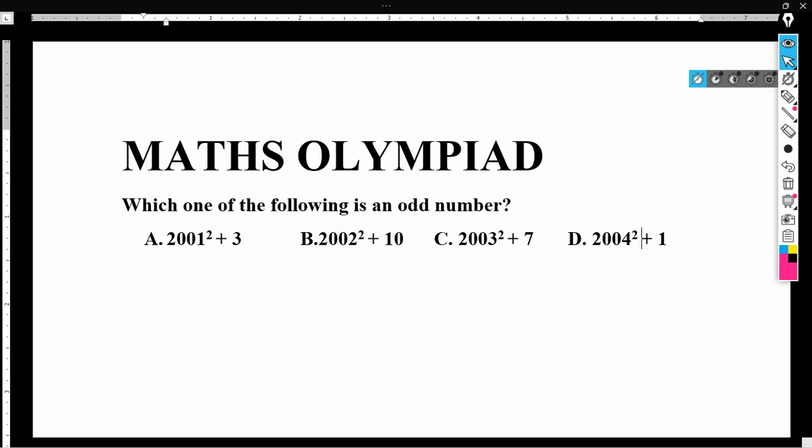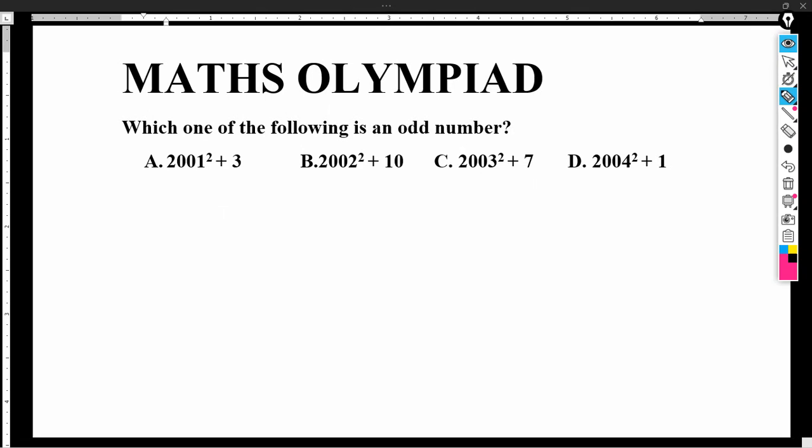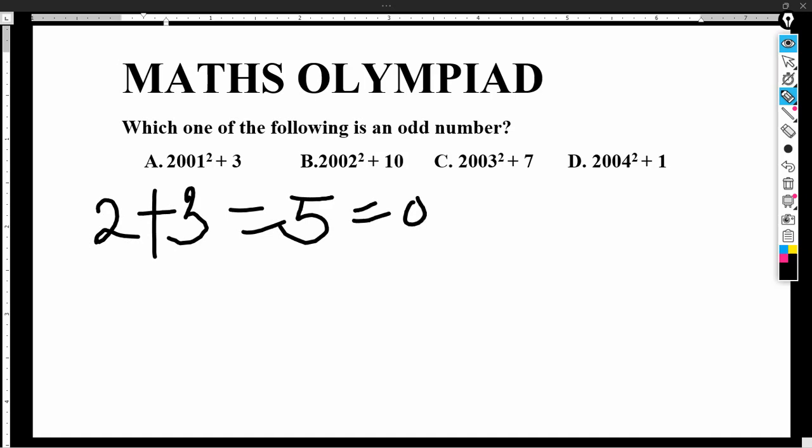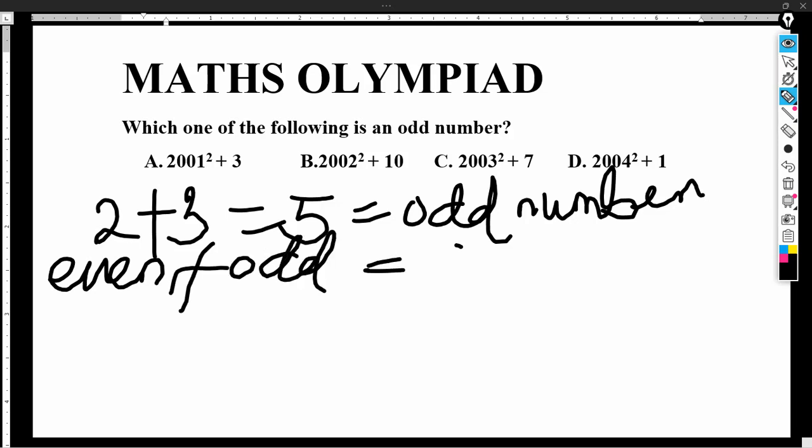For example, if we had 2, which is an even number, plus 3, it's going to give us 5, which is an odd number. So what does that mean? It means that when we add even plus odd, we are going to get an odd number.